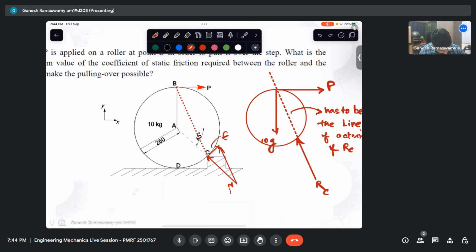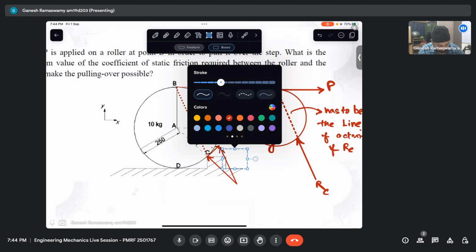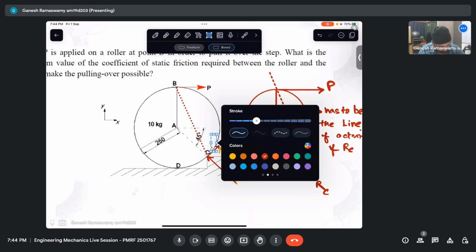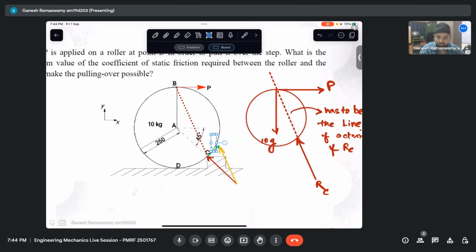Let me erase this. Let me put this in one color. Let the total resultant force be in this color. Let the frictional force be in that color. Now let me take the frictional force and put it here, and the resultant force like that.